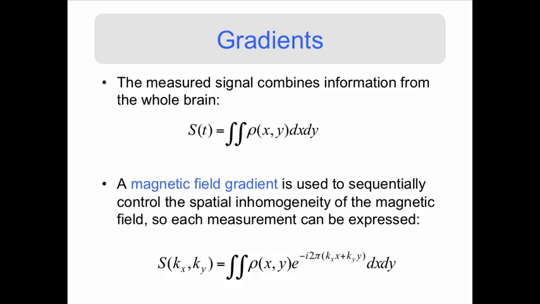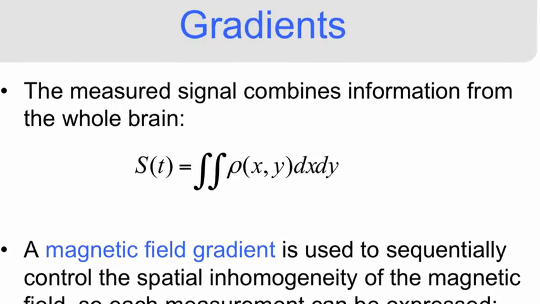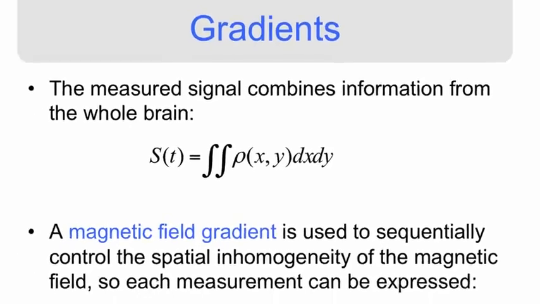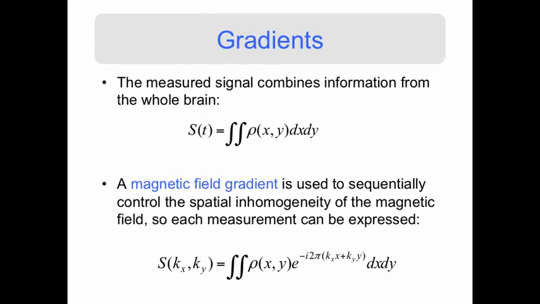Now, how do we use the measured MR signal to make these images? Well, the measured signal combines the information from the entire brain. So basically, you can consider this as the integral over rho over the entire brain in the x and y direction. So it's the combined signal over the entire brain. So that alone is not enough to make an image.